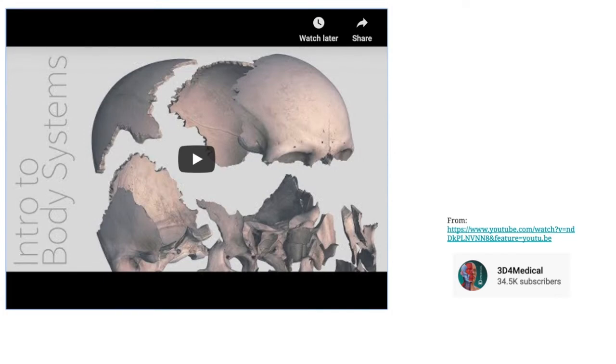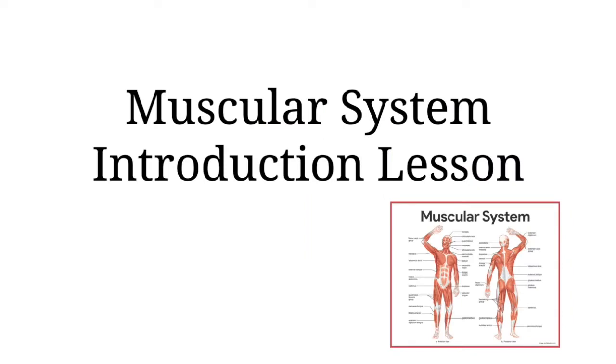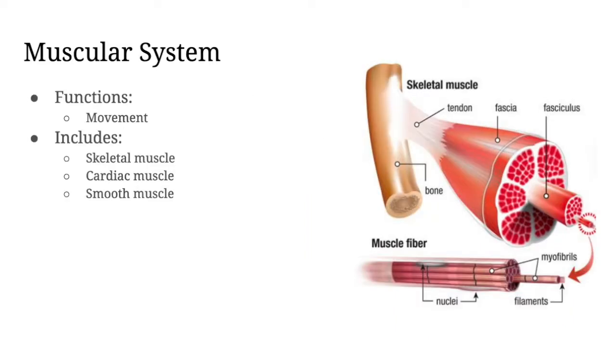Alright, so there we have a little bit about the skeletal system. We're going to look at the muscular system now. The main function of the muscular system is movement. There's different types of muscle tissue. There's skeletal muscle, cardiac muscle, and smooth muscle.